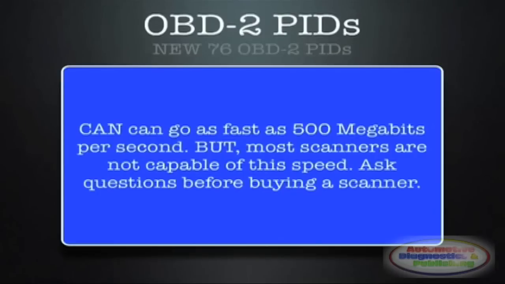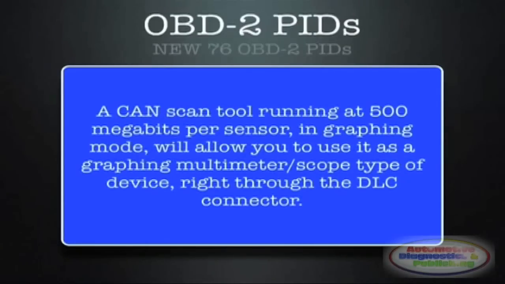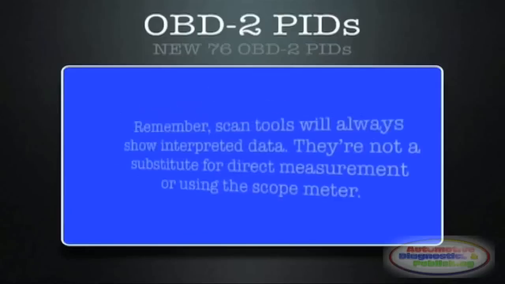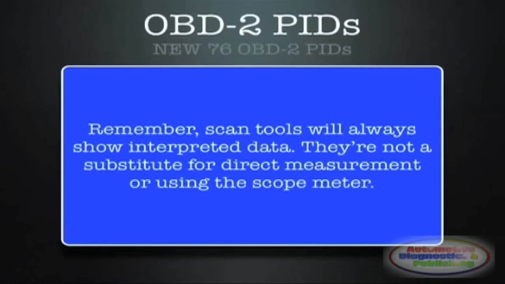Such a faster OBD2 scan tool in graphing mode will allow it to behave as fast as an oscilloscope or graphing meter. This makes for great glitch capture and gives you the ability to pinpoint specific problems. This feature is sometimes called high definition PID. In spite of this, always remember that scanners have their limitations. They always output interpreted data, from component to ECM, to software process, and to the scanner.